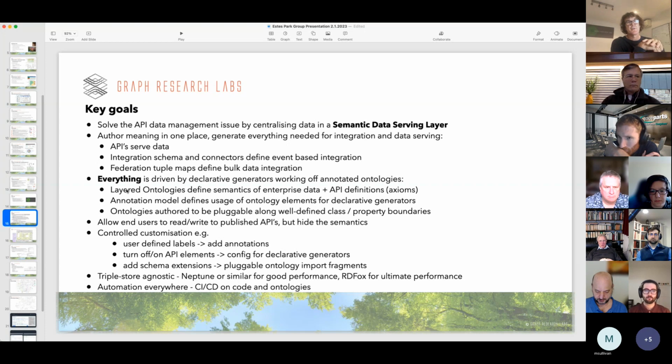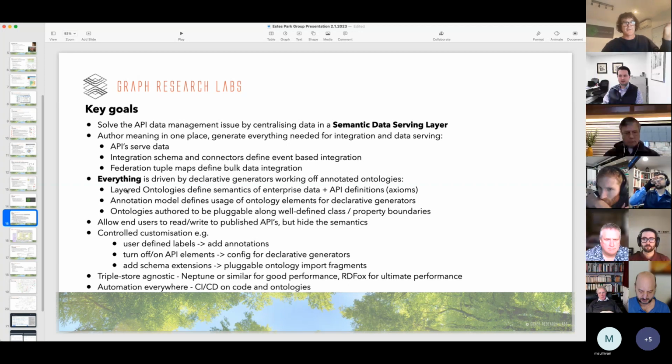The semantics are invisible to them. They don't know under the covers that it's actually a sophisticated system running a triple store with ontologies and these generators. And we allow them to do controlled customization. That means they can rename things, and we preserve all of the mappings between what the user does and what the ontology says. So they can change labels, they can change the name of things, they can turn things on and off. So if they don't want this endpoint, or if they want to reauthor a piece of a model, we allow them to do that.